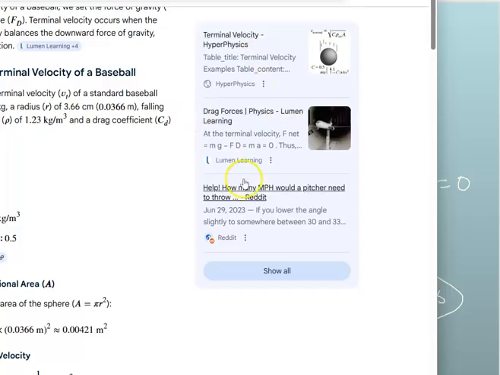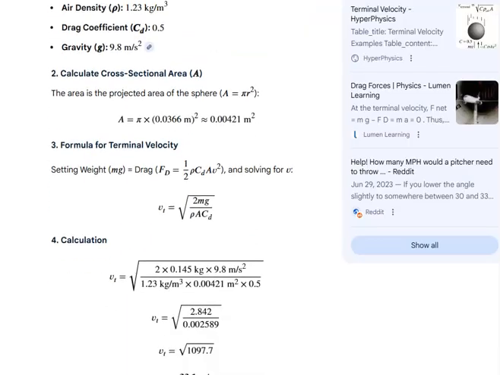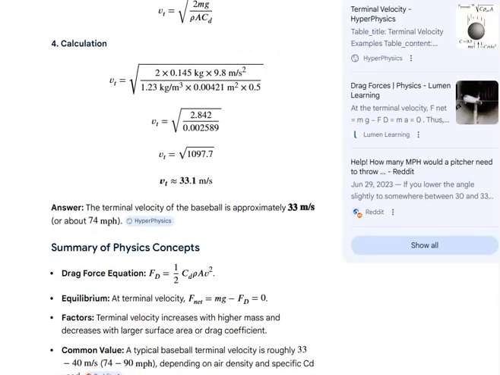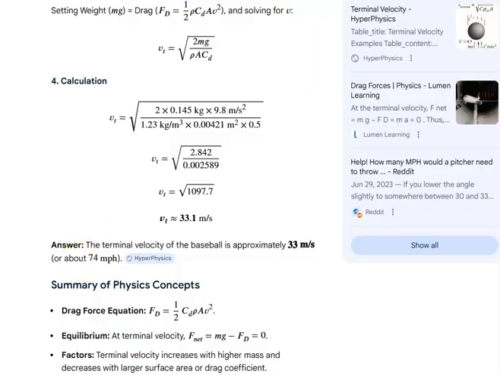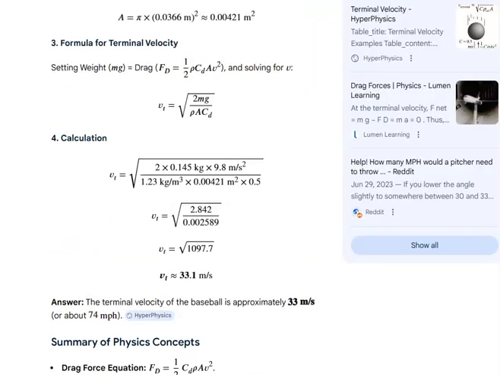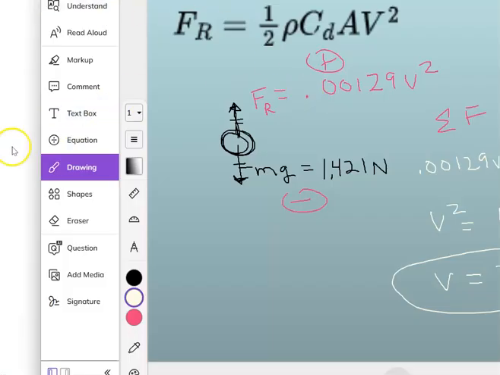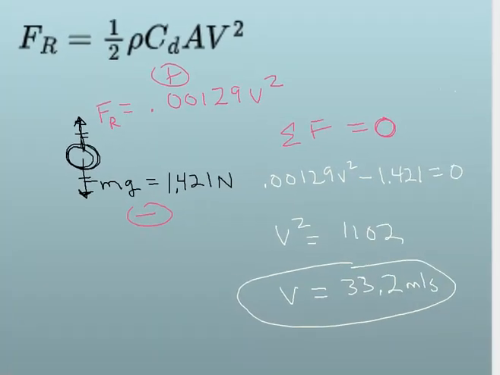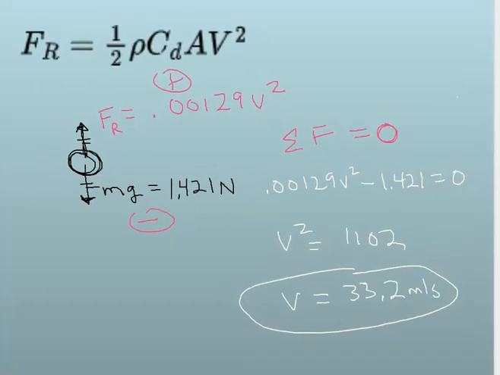So again, here is where I got my information from. If I can move this screen. So that's where I got it from, 33.1 meters per second or 74 miles an hour. So if you dropped a baseball out of an airplane, that is how fast it would be going. All right, that is terminal velocity, getting you to think about what it means, what causes it, and how to draw the force diagram so that we can focus on the graphs together in class. Thank you for listening.